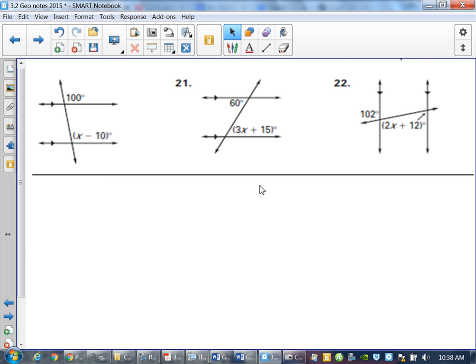If they were alternate, yeah, they're corresponding. Those two guys are corresponding. Notice how they're both in the top right? Top right, top right? Those would be corresponding. That's why you can do this. What's x?